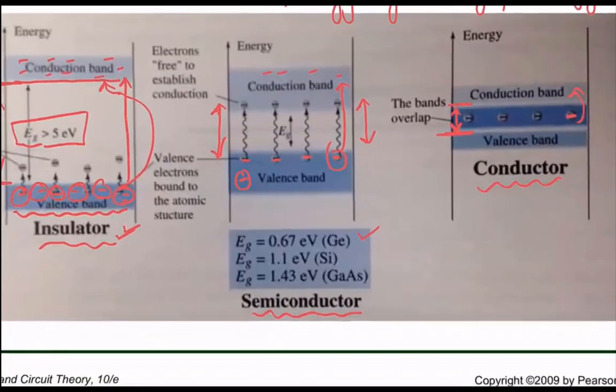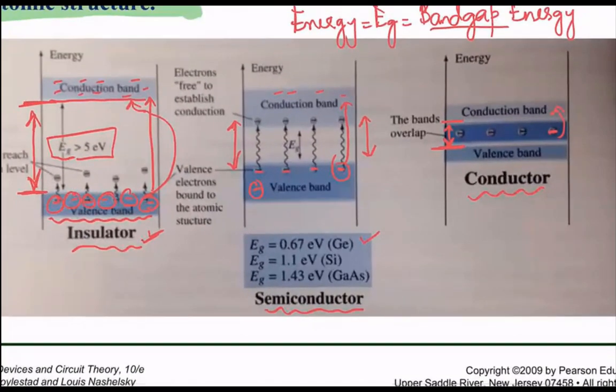So here are some elements over here. Germanium has an energy band gap of 0.67 electron volt, correct? Silicon has a band gap of 1.1 electron volt, and then gallium arsenide is 1.43 electron volt.